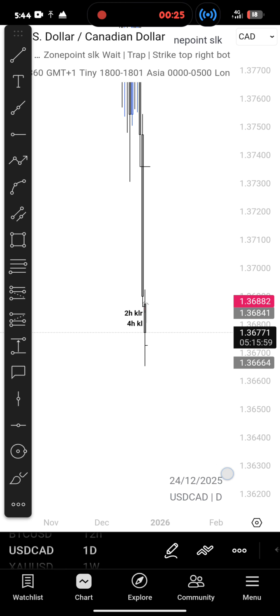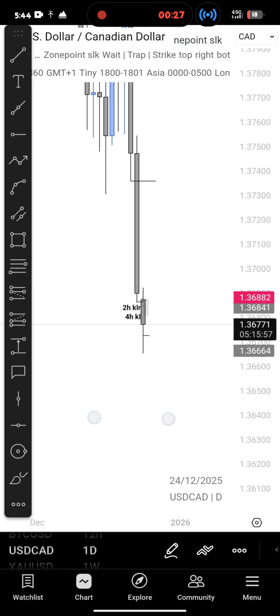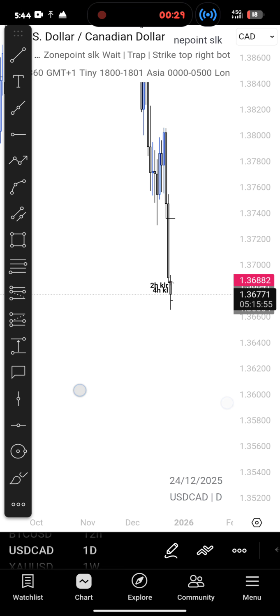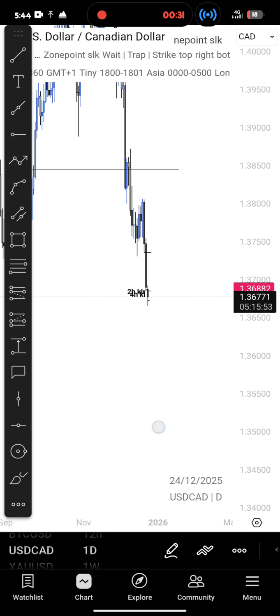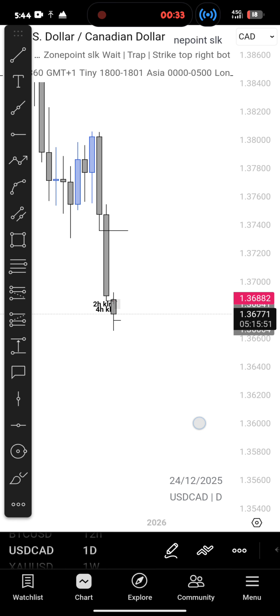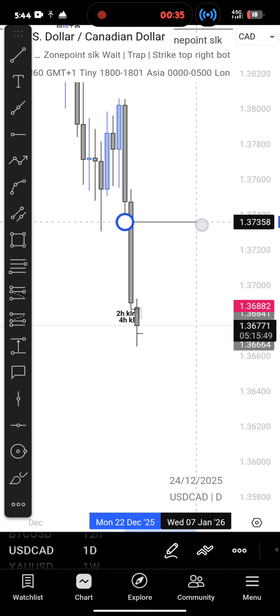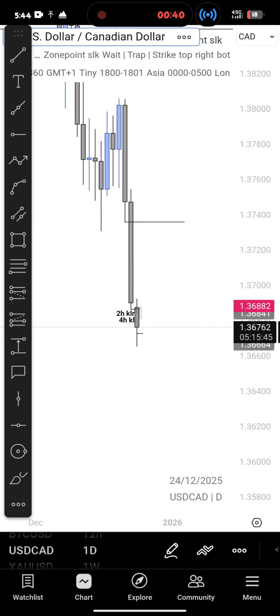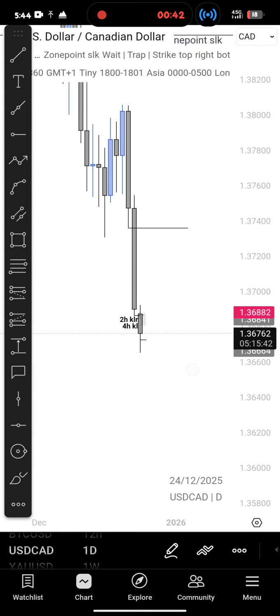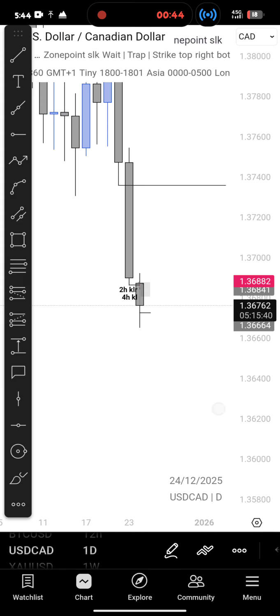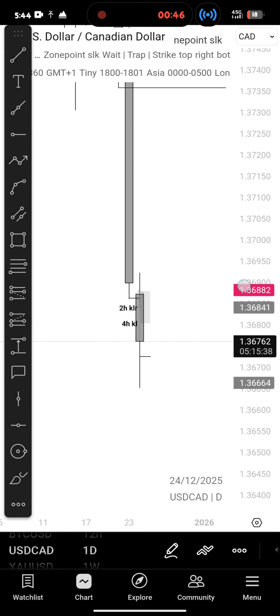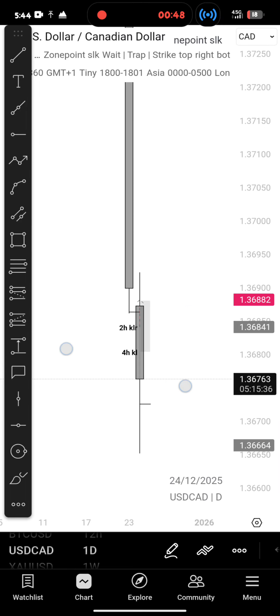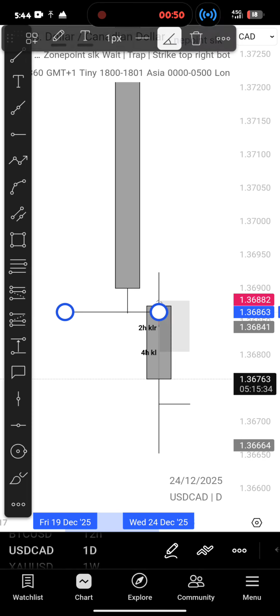USD card. So on USD card, when I was on the daily, right? When I was on this current day, I noticed that price broke and closed below this previous day low, which tells us that the sell is still continuing. And if the sell is continuing, I was expecting here to be my target, right? I was expecting here to be my target.